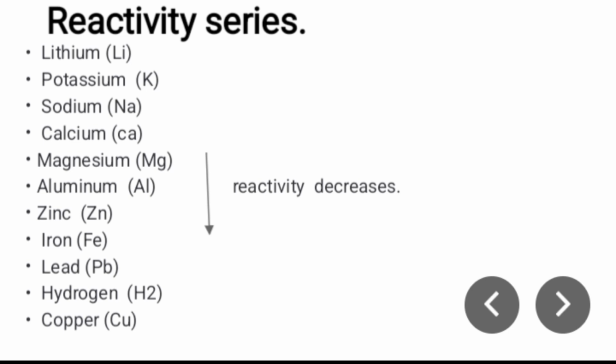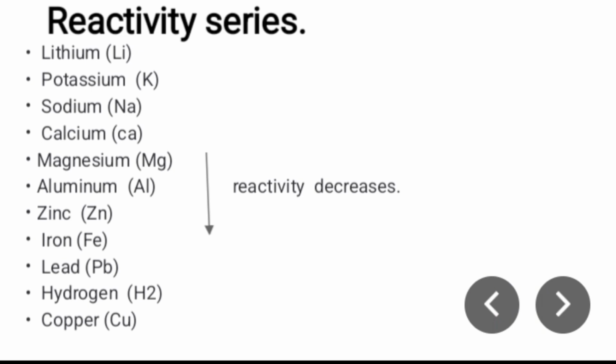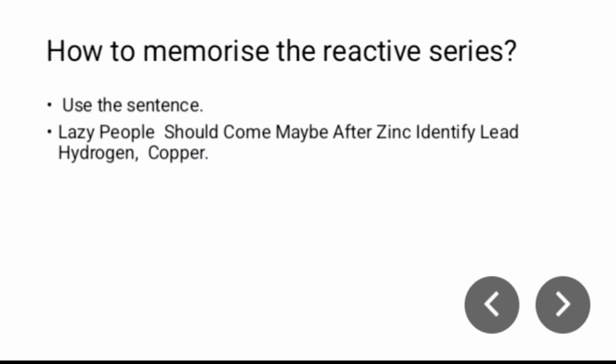From potassium all the way down to lithium, we are saying the reactivity decreases. Potassium is the most reactive metal in the periodic table. To memorize this, we have a silly sentence which says: Lazy people should come maybe after zinc, identify lead, hydrogen, copper. It can take you about 5 minutes to memorize this, but if you memorize that sentence, you are good to go with the reactivity series of metals.